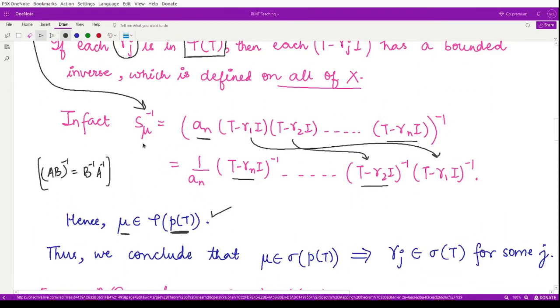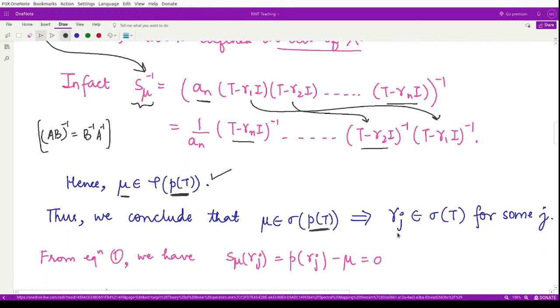Otherwise, if we do not have this condition that S mu inverse exists, then mu will belong to sigma of P of t. So if this belongs to sigma of P of t, that means gamma j will belong to sigma of t for some j, right? Gamma j will belong to sigma of t for some j, being the complement.